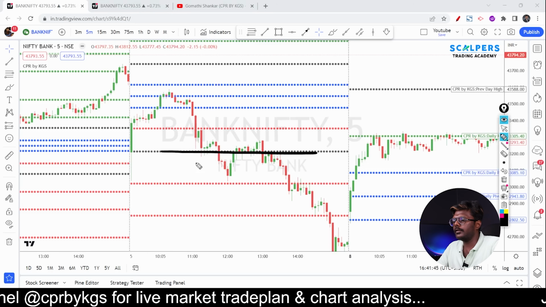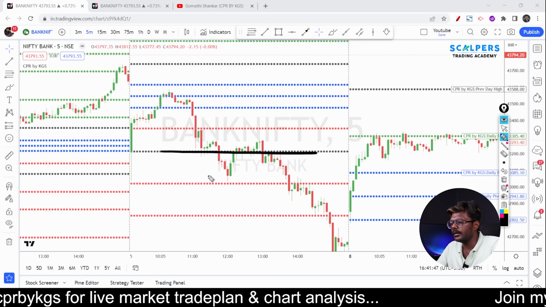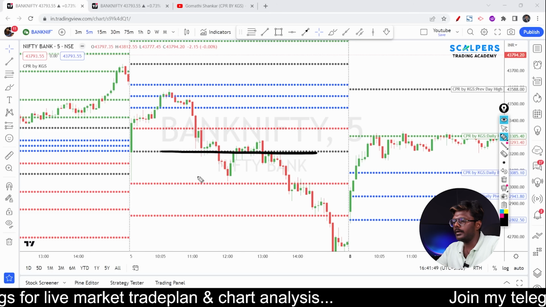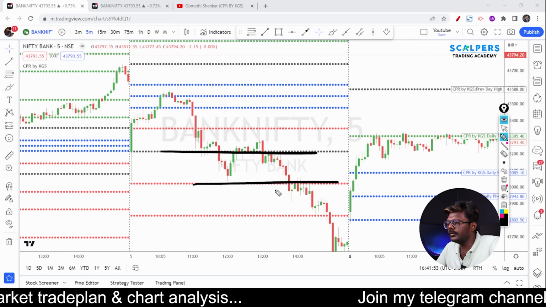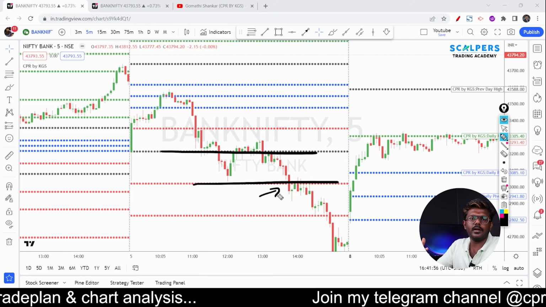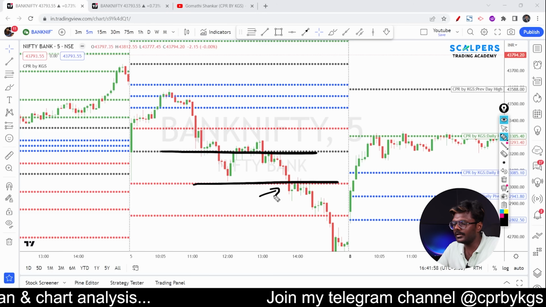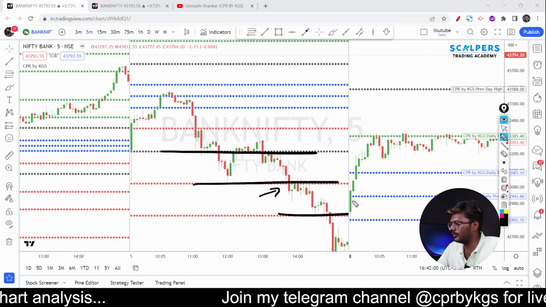Just place an alert when previous day low is getting broken. Once the previous day low is getting broken, you can come and you can take a short trade. And even when the S2 is getting broken, you can just place an alert and you can punch your trade once S2 is broken and you can book your profit at S3.